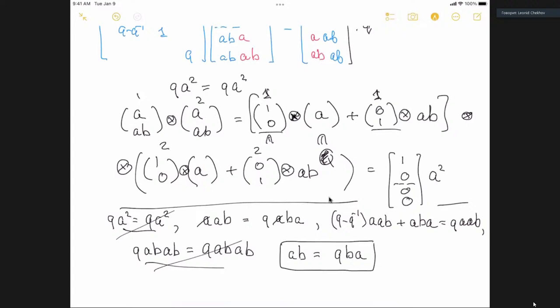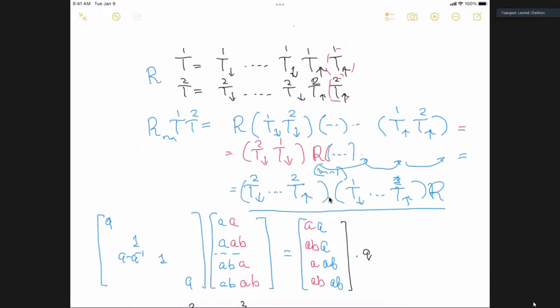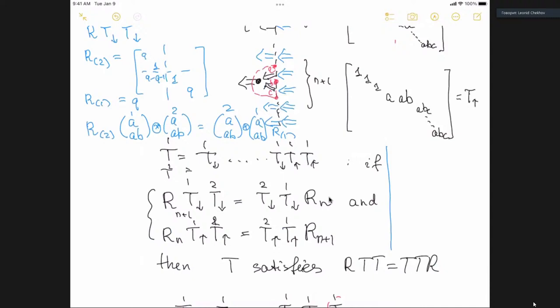So far, so good. In this relation, you see that again, some terms cancel, and we have that ABA is equal Q minus one AAB. And it is the same relation, right? Because it is just BA equal Q minus one AB. So basically all these relations just produce one single relation between A and B. And now, well, I leave it probably to the audience to make the same evaluation for the next. So this was for this T up. So you can try for T down, you can make the following evaluation for this matrix T up.